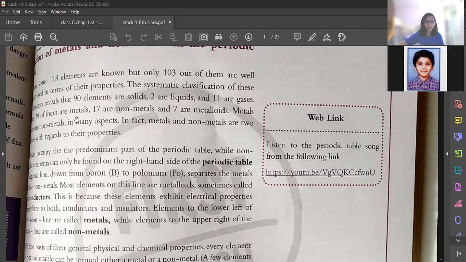Yes, sir. So if you take the position in the periodic table, left side elements in the periodic table are metals. The right side elements are the non-metals.